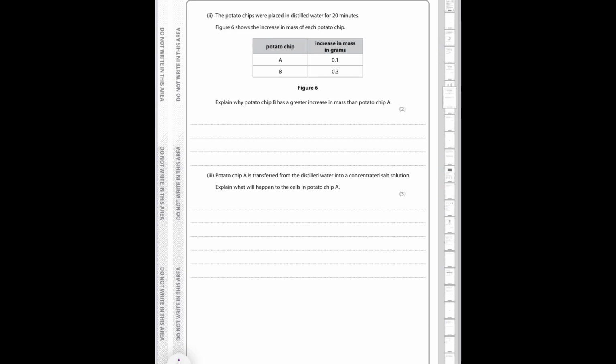So we've got to explain why chip B has increased in mass more than chip A. Well, if we look back to the table, chip A has a much smaller surface area compared to chip B. Therefore, chip B is going to be able to absorb more water.